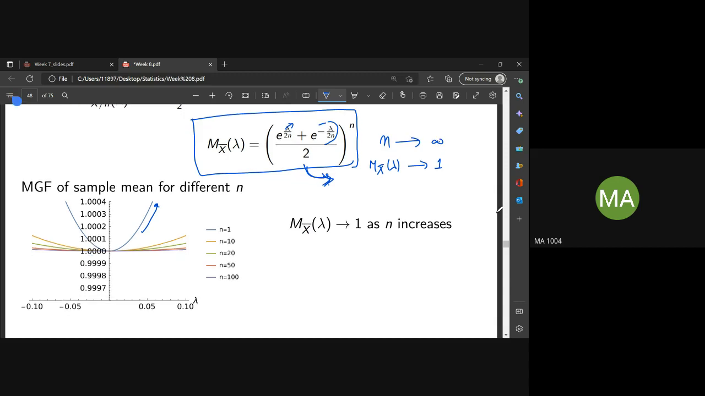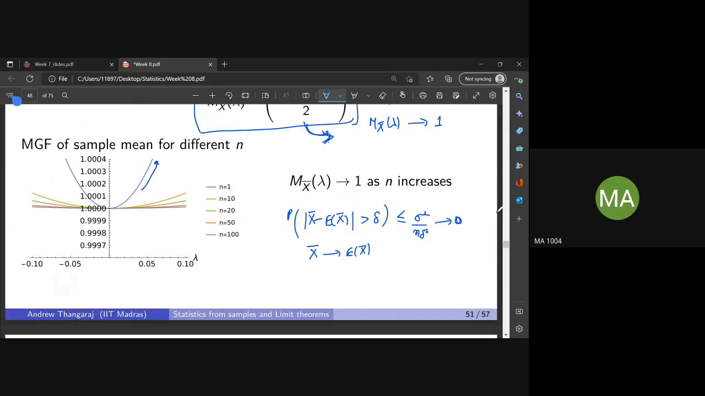So, if you use the weak law of large numbers, what does it say? It says the probability that mod of x bar minus expected value of x is greater than delta is less than or equal to sigma square by n delta square. So as the value of n increases, this bound goes to 0. It means x bar becomes nearer to the expected value of x, which is 0. And the moment generating function of 0 is just 1.